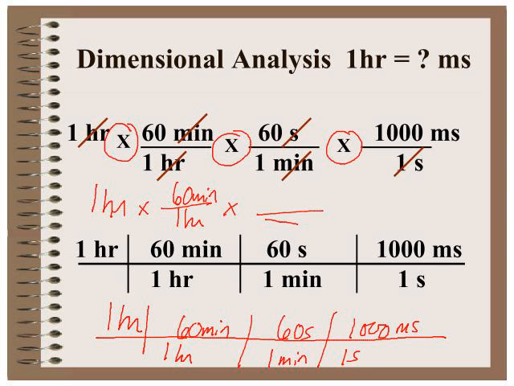What you need to make sure is that your setup is correct, that your units on the top and bottom are canceling, that what you've written is a true statement, 1 minute is equivalent to 60 seconds, and that you end up with the final unit that you are looking for.